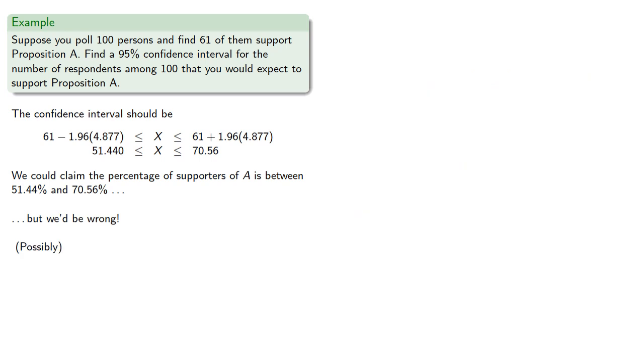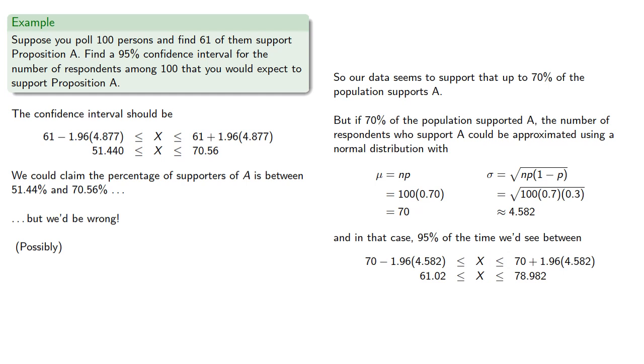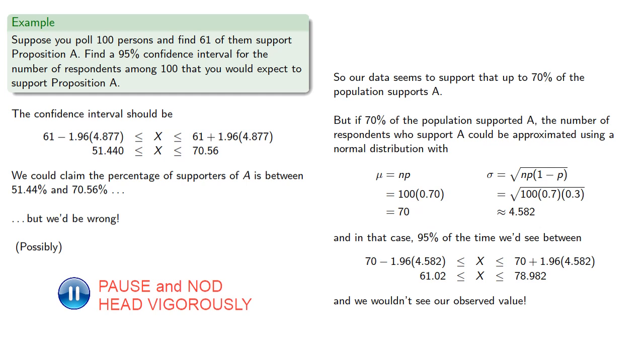So here's where the problem arises. Our data seems to support that up to 70% of the population supports Proposition A. But if 70% of the population supported A, the number of respondents who support A could be approximated using a normal distribution with mean and standard deviation. And in that case, 95% of the time we'd see between, and we wouldn't see our observed value. In other words, if the claim we were making was true, we wouldn't see the data we're getting.